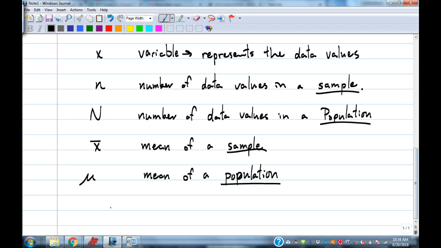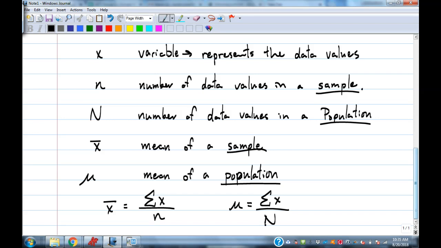When you're talking about X bar, the mean of a sample, that's this notation, sum of the X's divided by lowercase n. Mu is sum of the X's divided by big N. Okay. Sample, population. Sample, population. Know the differences in those. Pay attention to the problem because all of the numbers are going to look similar, but the notation is going to help you keep it separated out of that.